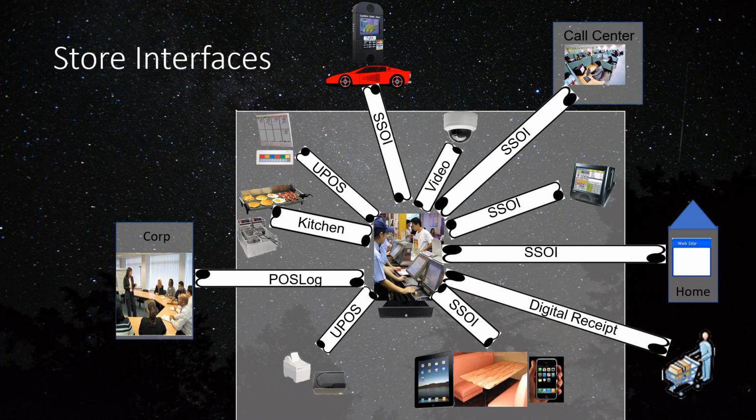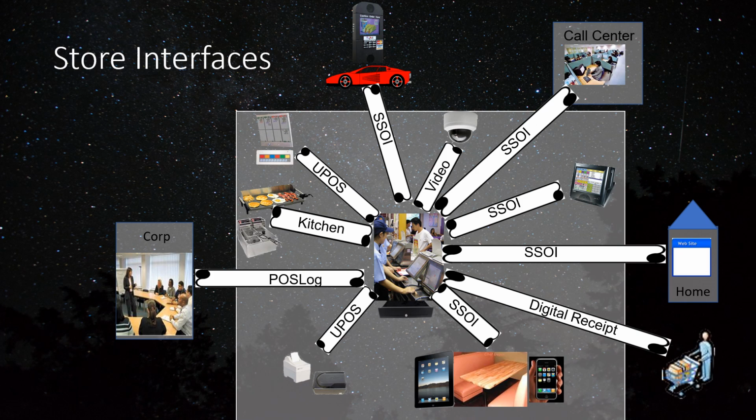You can have a call center interface, which is hooked up with a self-service order interface, or SSOI. You can have a remote order display interface, again, SSOI. People can order from their homes on a website using the SSOI interface. You can send a digital receipt to them so they don't need a paper receipt. This was quite popular in Japan, and it was mandated for the 2020 Olympics. They can order from their table with their tablet or their cell phone using, again, the SSOI interface.